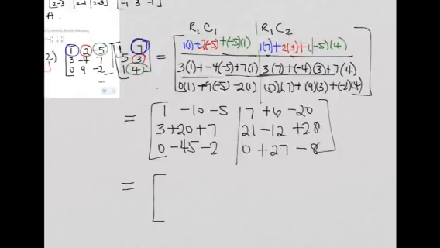Ultimately, that equals 1 minus 10 is -9. -9 minus 5 is -14. 7 plus 6 is 13. 13 minus 20 is -7. 3 plus 20 is 23, plus 7 is 30. 21 minus 12 is 9. 9 plus 28 is 37. 0 minus 45 minus 2 is -47. 0 plus 27 minus 8, I think, is 19. Of course, you can't tell that's a 9. So far, so good? I hope so.